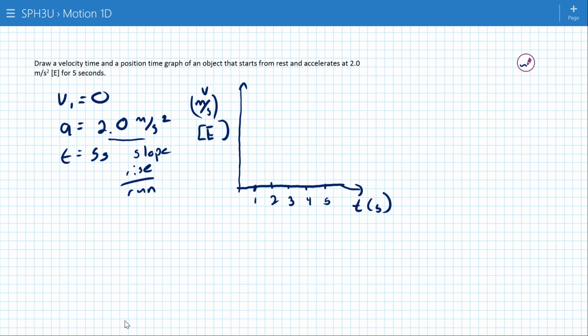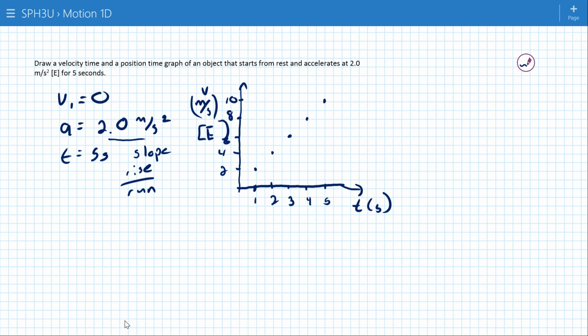So let's make it really easy then. That'll be 2, 4, 6, 8, 10. So every time I step over 1, I step up 2. And because it's a uniform acceleration, I know I'm forming a straight line.